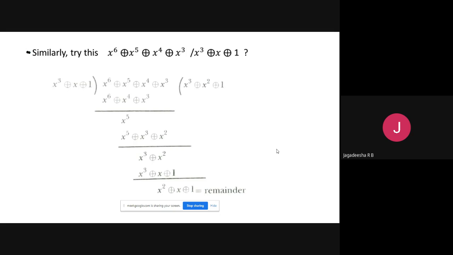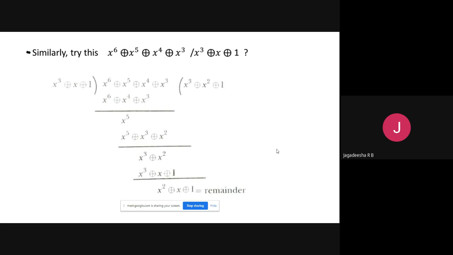Okay, so in the fourth line, you get x power 5 plus x power 3 plus x power 2. Now you have to divide that by x cube plus x plus 1. So how many times is x cube in x power 5? You need to check. That is x power 2 times, right? So that's why the second term on the right hand side of the first line, you see, is x square.